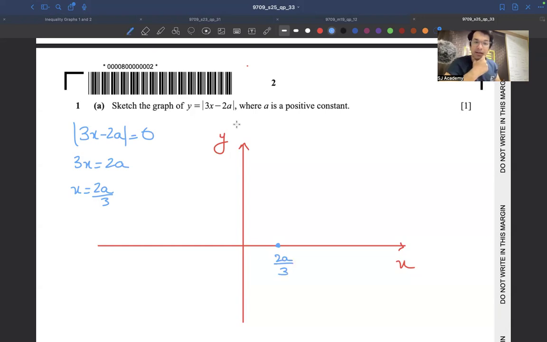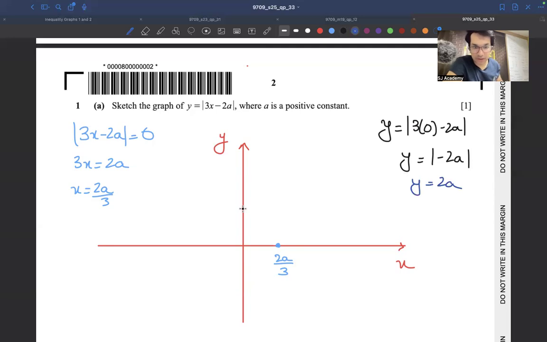And then as for the y-intercept, in that case, x is equal to 0. So we'll write y equals modulus of 3 into 0 minus 2a. We will get minus 2a in the modulus sign, which means on the graph, we'll put it positive as it's a modulus sign. So y would be equal to positive 2a. So let's assume 2a is over here. This will be positive 2a.